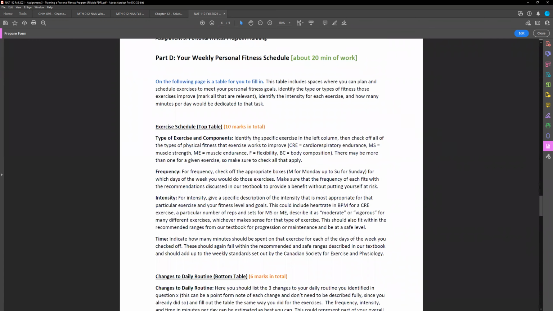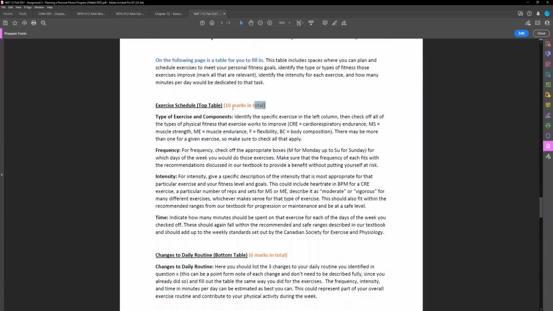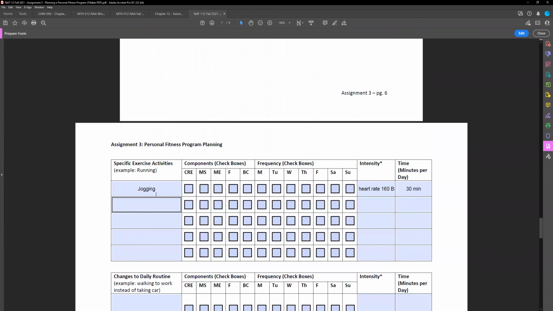I give you a page of instructions for the 2 tables. First table is worth 10 marks. Second table is worth 6 marks. And you'll realize that that works out to 0.4 marks per section: labeling your specific exercises, checking off the appropriate components of exercise that it matches, checking off your planned frequency of these, indicating the intensity of each exercise, and the amount of time you would spend for each of the days you checked off.